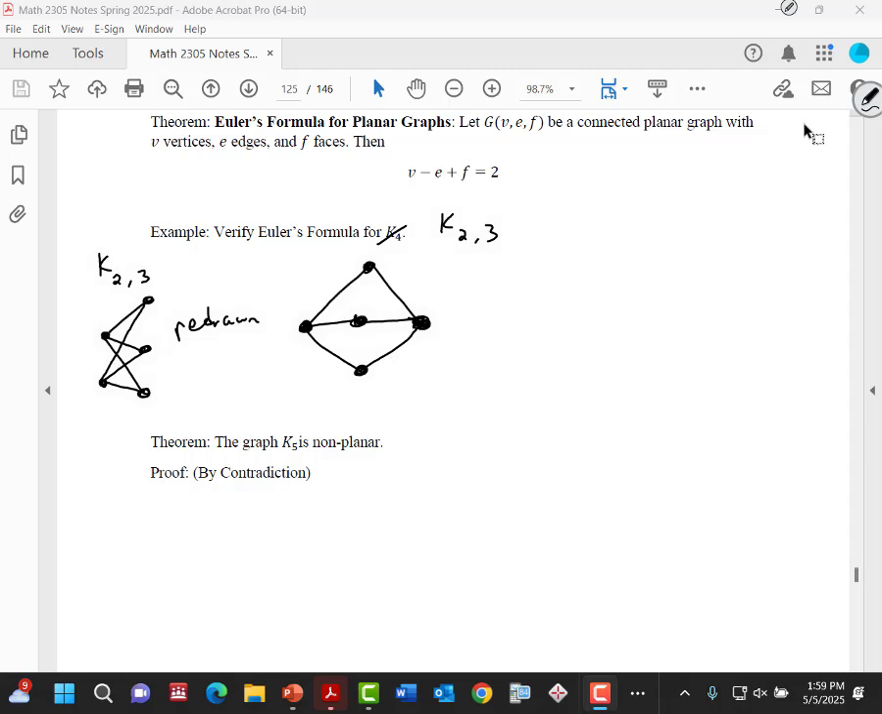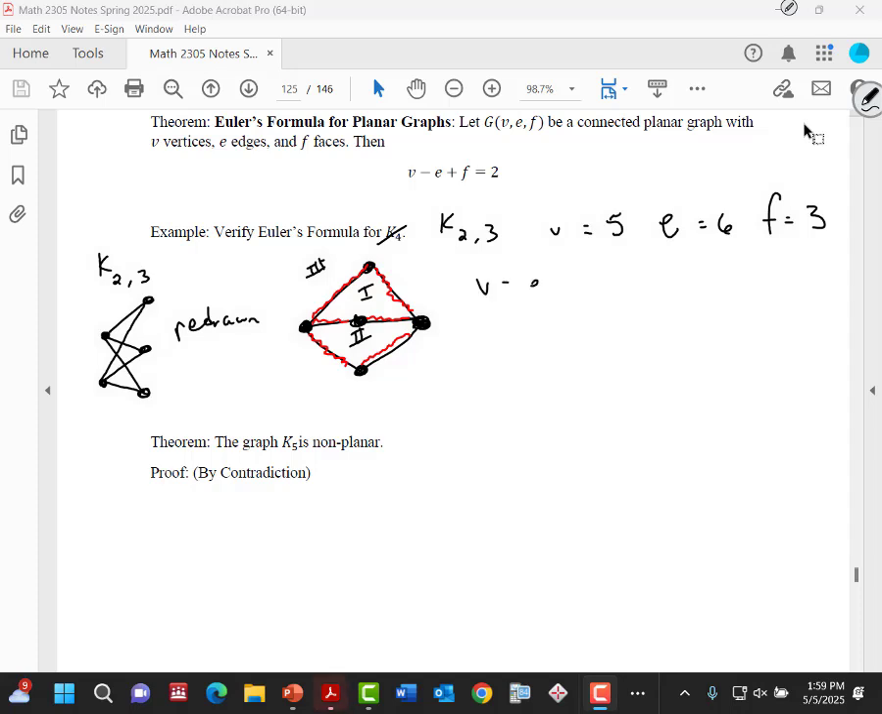Okay, so let's ask this question. How many vertices in the vertex set? That's 1, 2, 3, 4, 5. So V equals 5. How many edges in the edge set? That's 1, 2, 3, 4, 5, and 6. And how many faces? Face 1, face 2, and outside face 3. So 3 faces in the face set.